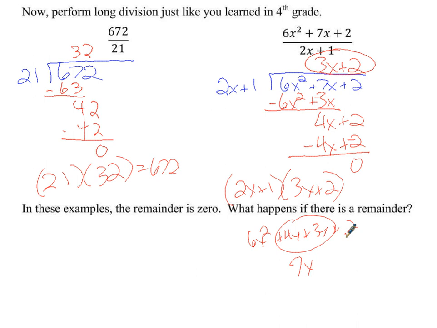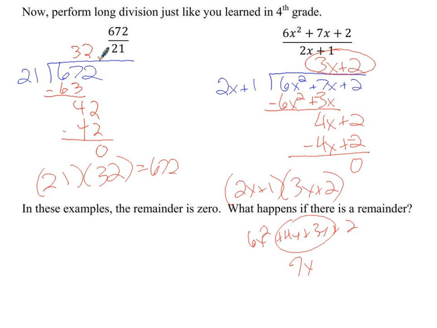In these examples, the remainder was 0. What did we do if we had a remainder? You make the remainder a fraction. So if this was like a 4 here in 4th grade, you would come up here and you'd write R4. But then in like 5th grade or something, you would take that 4 and put it over the 21, and instead you'd have 32 plus the 4 over 21. So it'd be 32 and 4 21sts would be your answer.